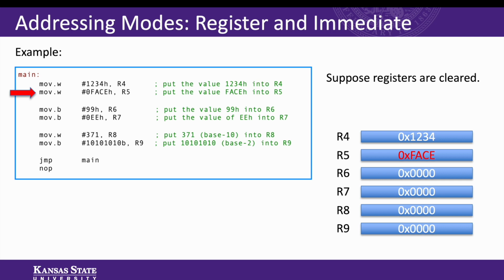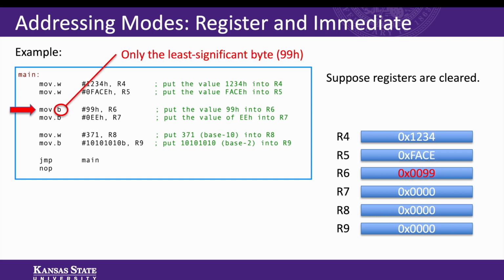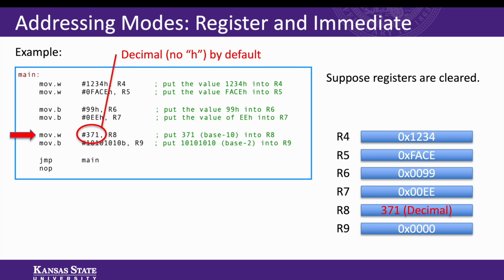Okay, the third move instruction is a .b, which is just going to move 99 in hex into the lower byte of register R6. Same with the next move instruction, R7. It's going to move EE into the least significant byte of R7. Again, notice that I needed to precede the EE with a 0, or else I would have an error. Now I'm looking at the fifth move instruction, and I see hashtag 371, with no H after it. So 371 by default is decimal.